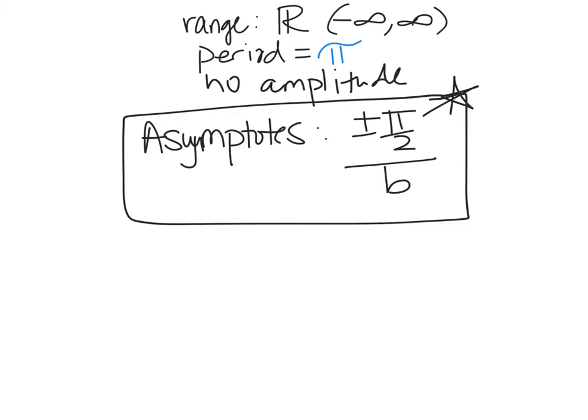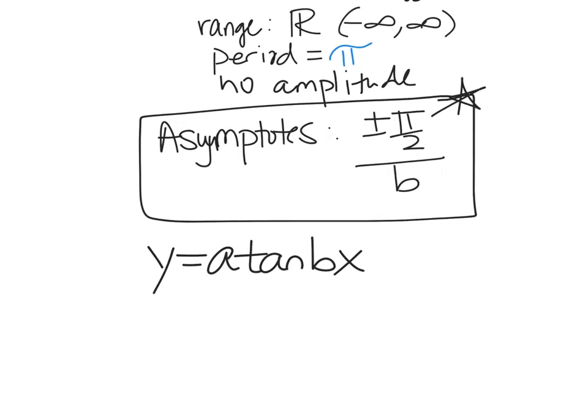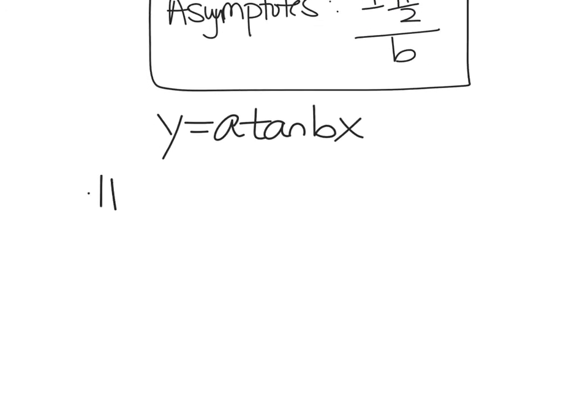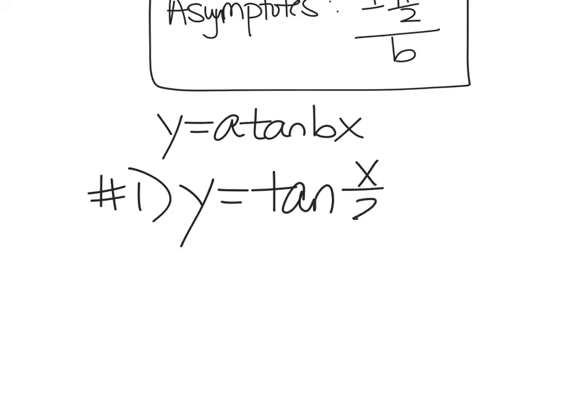Because tangent can be y equals a tangent of bx. So it's going to have a number in front of x, which is going to change its period, which changes its asymptotes. All right, so let's do one that's different than just regular tangent. So here we go. Number 1. Y equals tangent of x over 2.